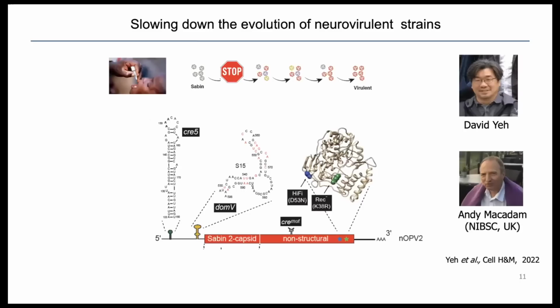So the combination of these three approaches, the CRE element, domain 5 with all these mutations, and a combination of high fidelity and recombination mutations in the polymerase, yield this virus that we call nOPV2. And this was previously published. And each of these modifications, importantly, contribute to attenuation and stability of the virus.